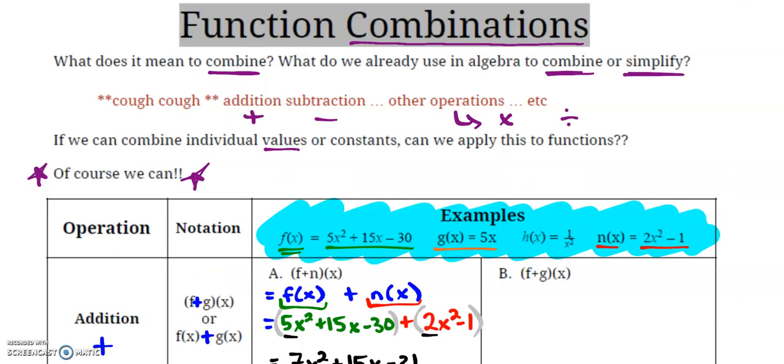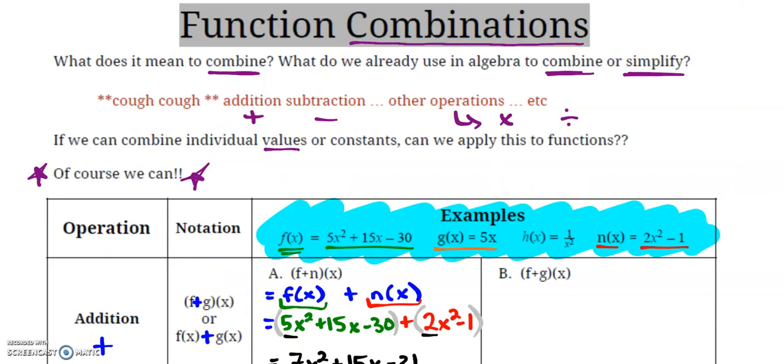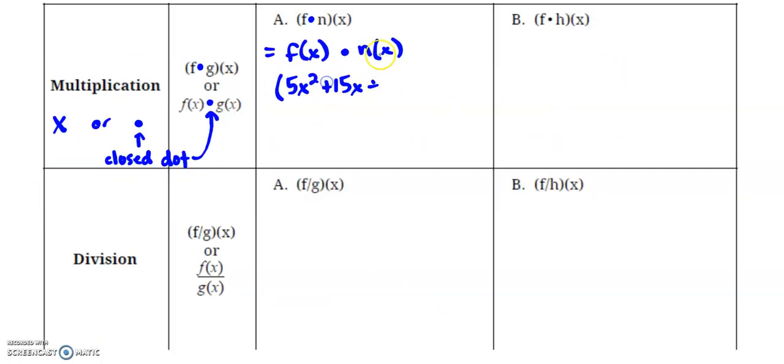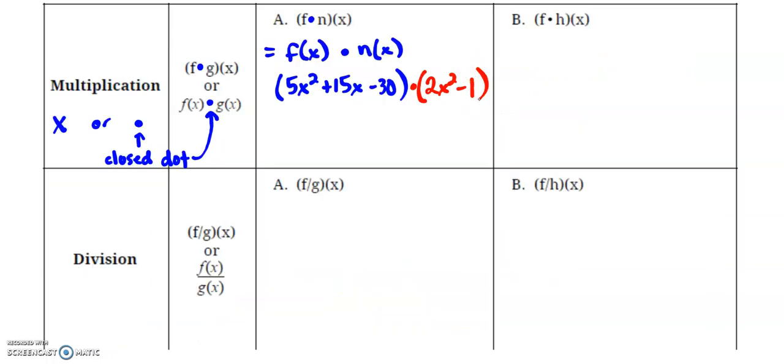And so I'm going to go back for a second. f of x is that long function, the 5x squared plus 15x minus 30, and then n of x is this other function, 2x squared minus 1. So once we've got this set up, we're going to do some distribution. It doesn't matter which way you distribute. I'm actually going to distribute backwards.